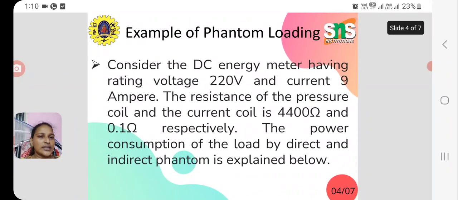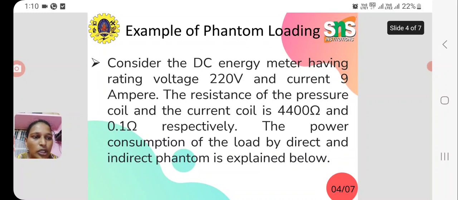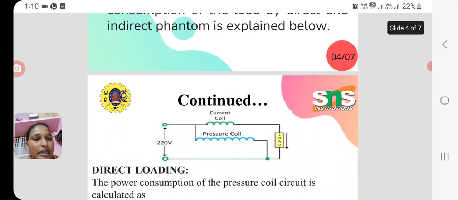Now let's see an example. Consider a DC energy meter having a rated voltage of 220 volts and current of 9 amperes. The resistance of the pressure coil and the current coil is 4400 ohms and 0.1 ohm respectively. The power consumed by the load by the direct and indirect phantom methods is explained so as to give a comparison of how the power is consumed. It shows good variation between the direct and indirect loading methods.